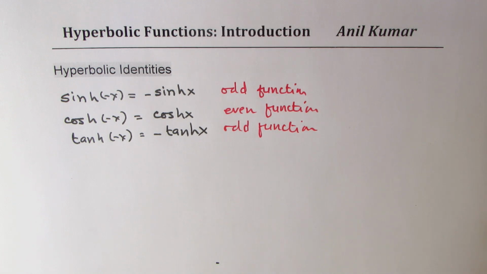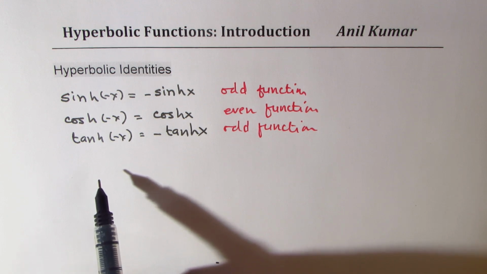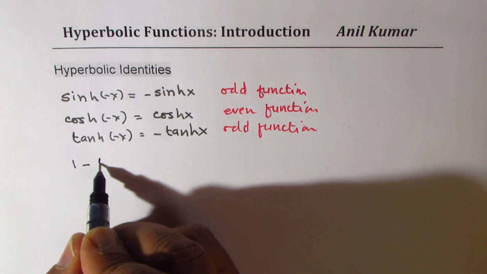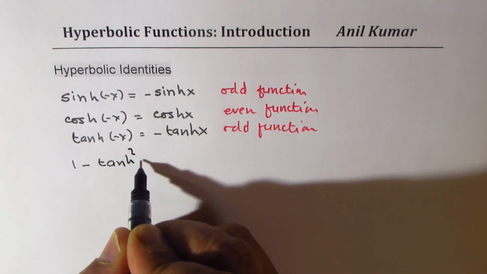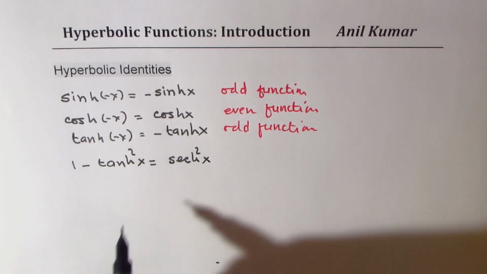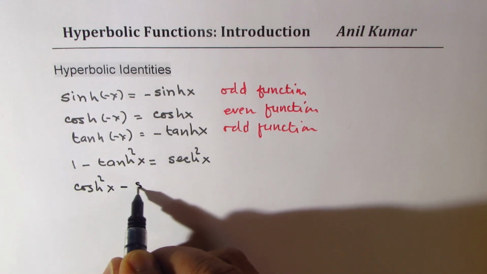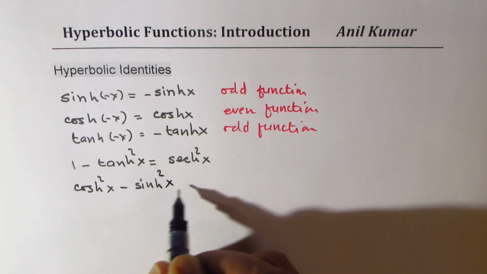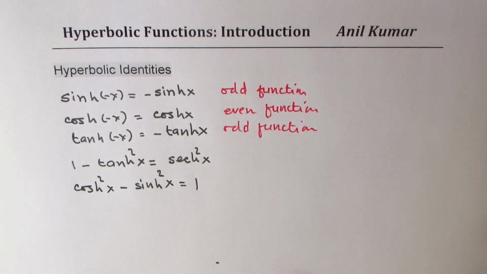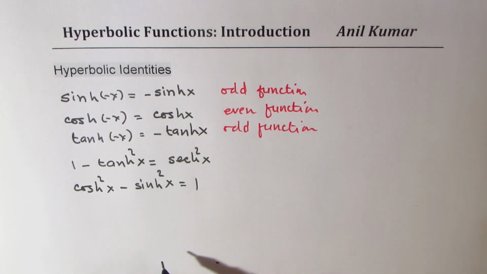Now apart from this, we have, similar to trigonometric identities, Pythagorean-type identities, which are: 1 minus tan hyperbolic square x is secant hyperbolic square x, right? Well, I should first write cos hyperbolic square x minus sine hyperbolic square x is always equal to 1. So these are trigonometric-type identities which we have for hyperbolic functions. Now we'll try to see, rather prove them also in this video.